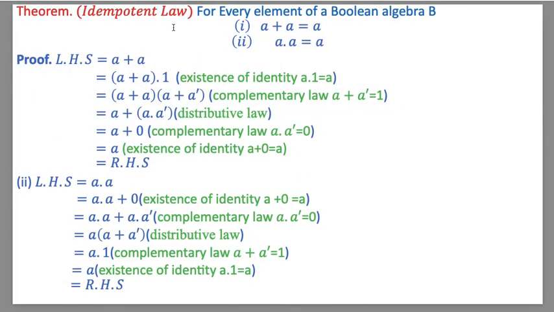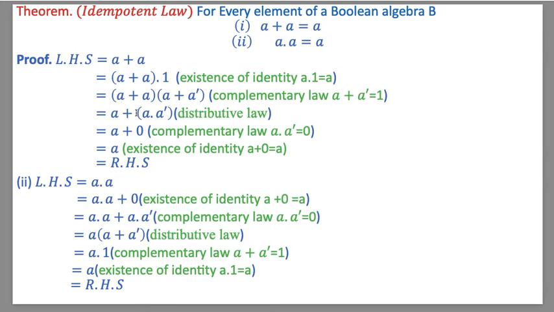Now the idempotent law. Idempotent law states that for every element of a Boolean algebra B, A plus A is A and A dot A is A. Now we will prove this idempotent law. For the first case, in the left hand side we have A plus A. We can write it as A plus A dot 1. Because of the existence of identity element, we know that A dot 1 is equal to A. And 1 can be written as A plus A dash. By complementary law, A plus A dash is 1.